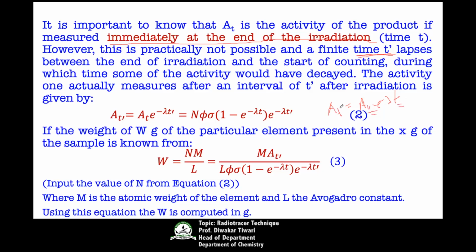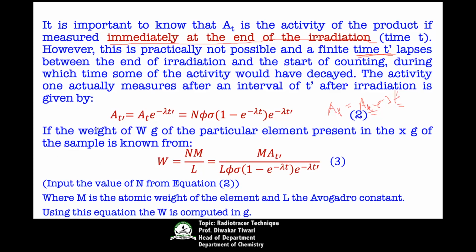So here I can say that the lapse of the time is t dash, At dash, and A0 is nothing but it is At. Now At dash is equal to At e to the power minus lambda t dash. One has to understand what is the meaning of t dash and what is the meaning of t. t is the total time of irradiation for which you have irradiated the sample in the reactor with the help of these neutrons. t dash is the lapse of the time once you have taken the sample from the reactor to the counter, the time which has been taken from taking the sample from the reactor to the counter.